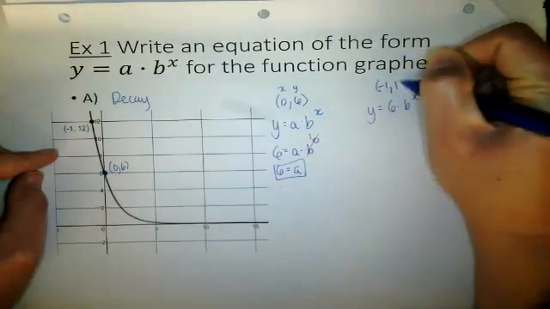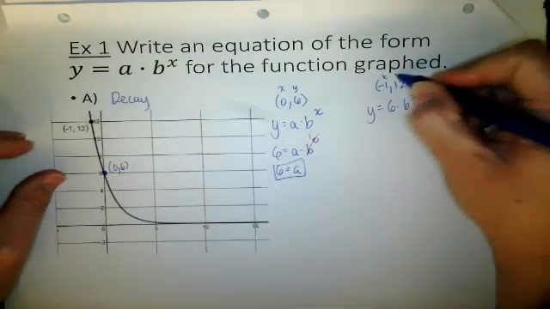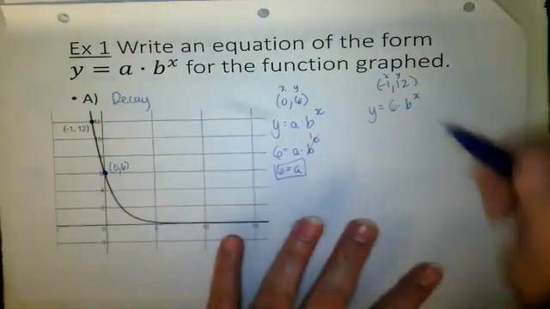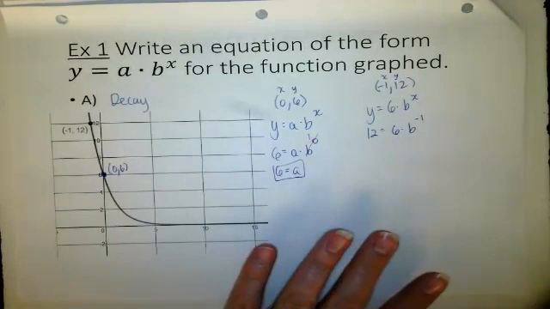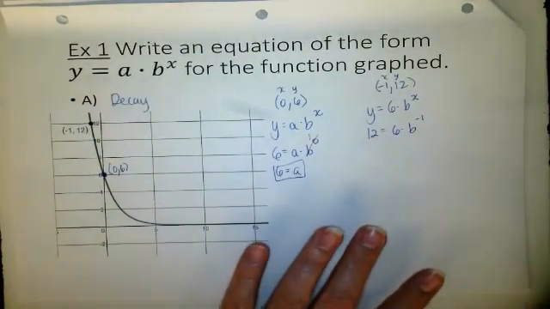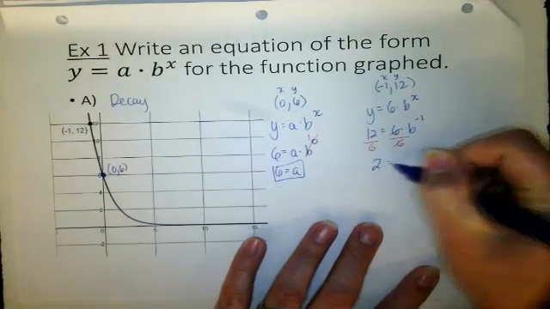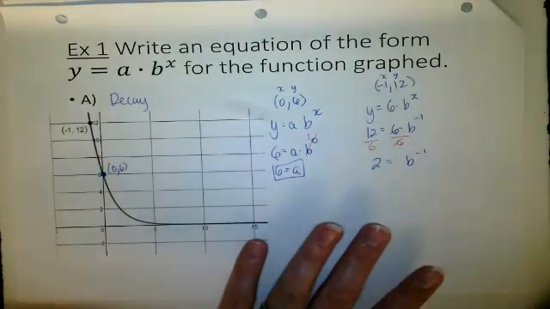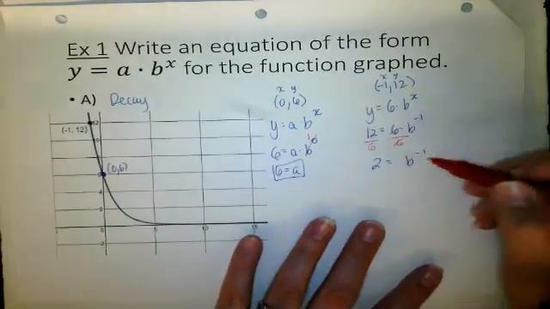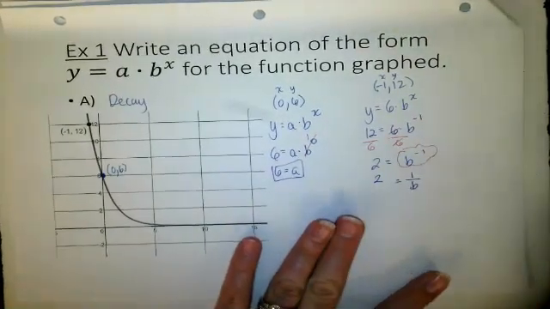That's what the other point is for. Oh, negative 1, 12. Where are we going to plug in negative 1, 12? For x and y, absolutely. Same thing. They're solutions for x and y. So 12 equals 6 times b to the negative 1. How do you want to solve? Divide by 6, sure. 12 divided by 6 is 2 equals b to the negative 1. What does b to the negative 1 mean? 1 over b. So I can transform that: 1 over b equals 2.